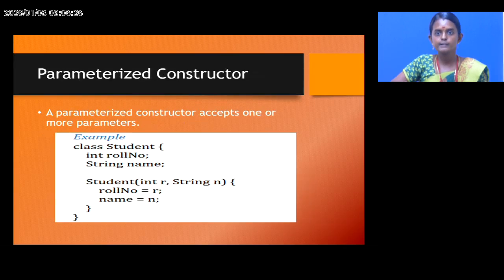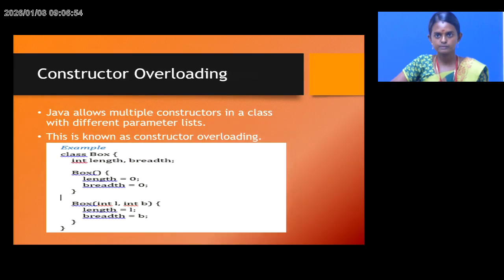Next we see the parameterized constructor. A parameterized constructor accepts one or more parameters, which means we include the parameters in the constructor. This is an example: class name Student, then we declare the variables. Then the constructor name is Student, brackets, parameters int i, comma, String n. This is a parameterized constructor. So a parameterized constructor takes parameters, and a default constructor does not take any parameters. Then constructor overloading.